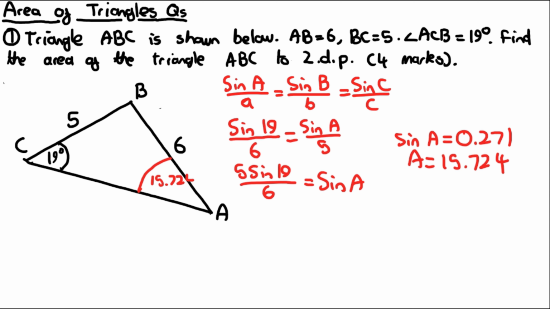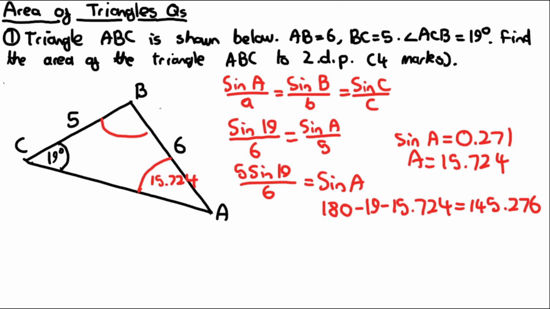So this angle here is equal to 15.724, and therefore, because angles in a triangle add up to 180 degrees, we can now find this angle to be 180 minus 19 minus 15.724, which you put into a calculator is equal to 145.276. So now we know this angle is 145.276.